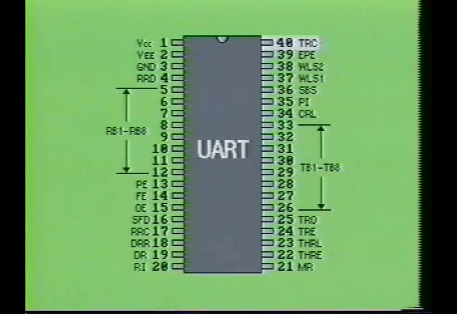Pin 40 is labeled TRC. It is the transmit clock input pin. The clocking frequency on this pin should be 16 times the desired baud rate. Generally, the transmitter and receiver sections are operated at the same baud rate. Therefore, you will normally find both clock pins, TRC and RRC, wired together and fed by a common clock circuit.